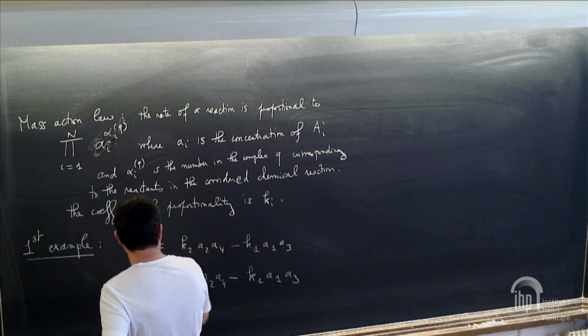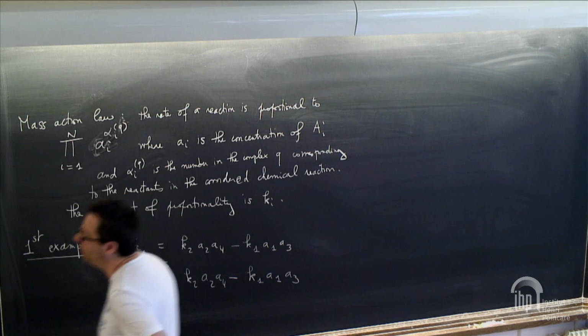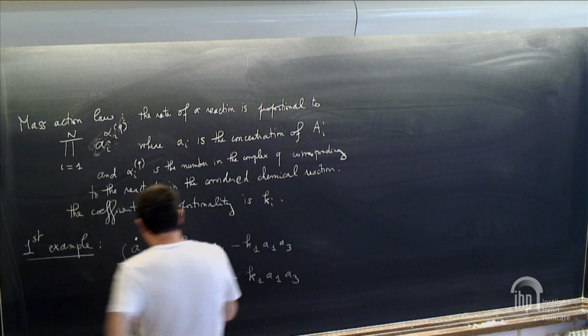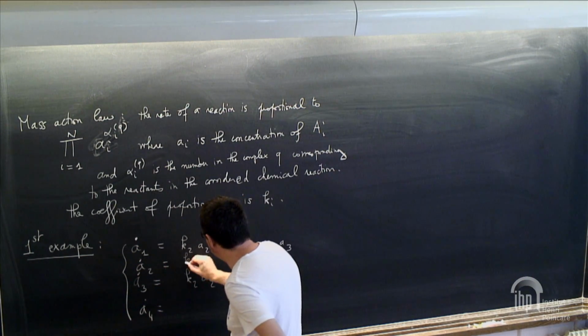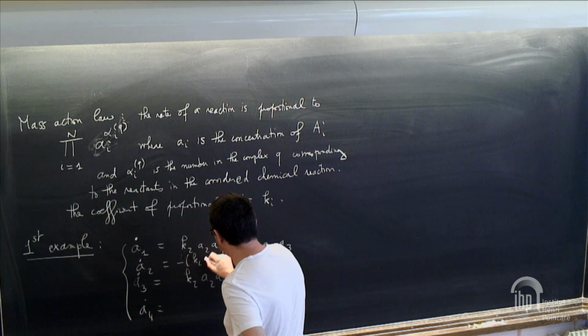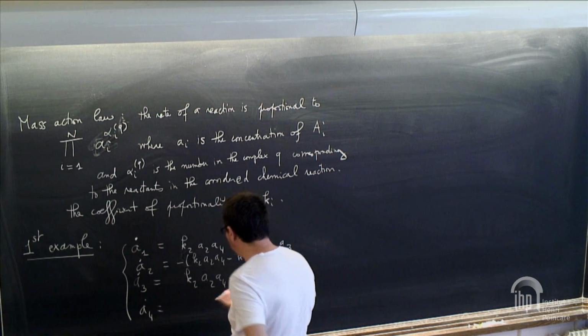And now if you look at the equation for A2 and A4, you can see that it's exactly the same, except that you have to reverse the signs, because you are looking at the possibility of getting A2 out of A1, A3, and of losing A2 out of A2 and A4. So the equation for A2 is exactly the same, except that you have a minus sign in front. And the same for A4.